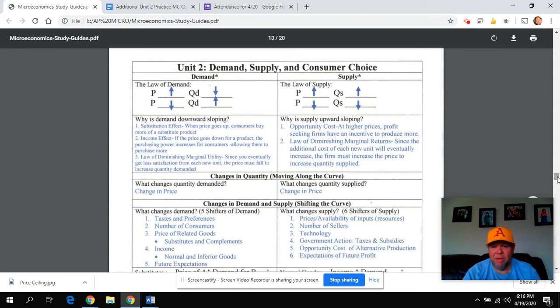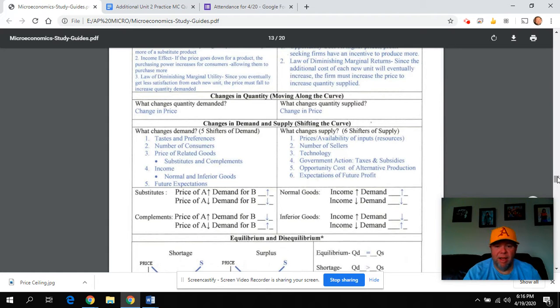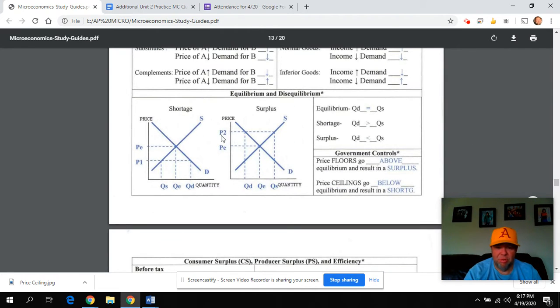Why is supply upward sloping? Law of diminishing marginal returns: since every unit you make costs more, you have to sell it for more to keep making more. And then opportunity cost. At a higher price, profit-seeking firms have an incentive to put more product out there. All right, and then remember what causes changes in quantity. If the only thing that changes is price, you're only moving along the supply and demand curve. And then here are the shifters for demand, here are the shifters for supply. Here's your basic supply and demand curve.